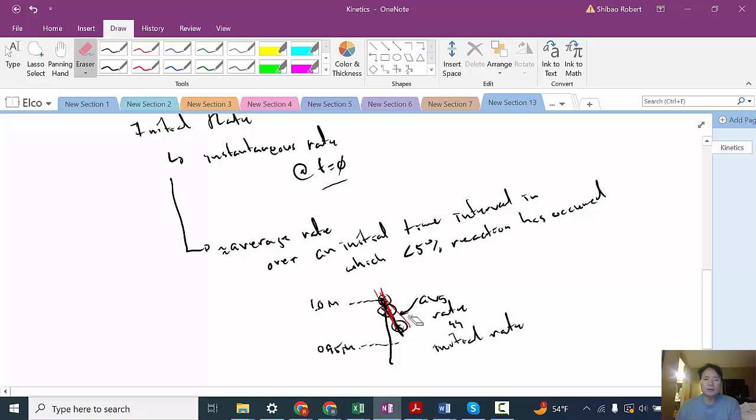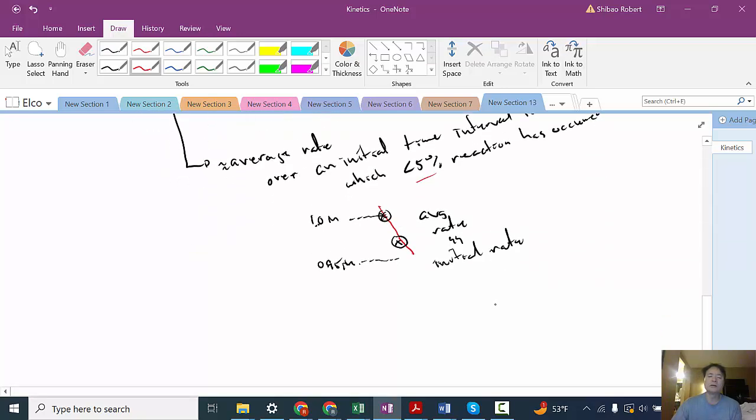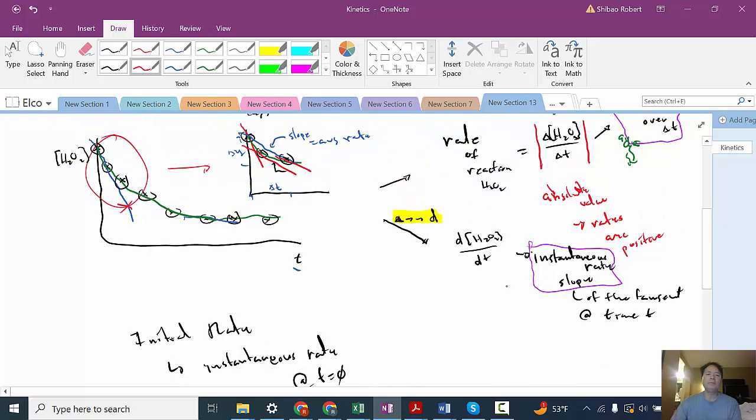But it's not going to matter for us as long as less than 5% reaction has occurred. So in this case, less than 5% reaction occurred. We're just going to take the slope, the average slope, or the average rate. And so the average is the initial rate if less than 5% reaction has occurred. Okay, that's the initial rate.